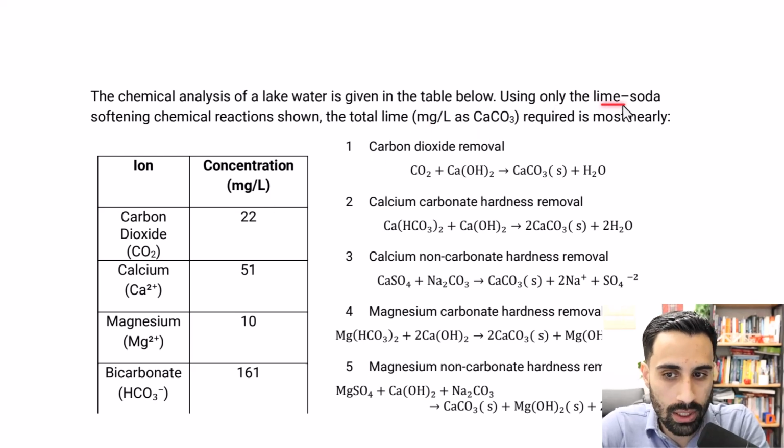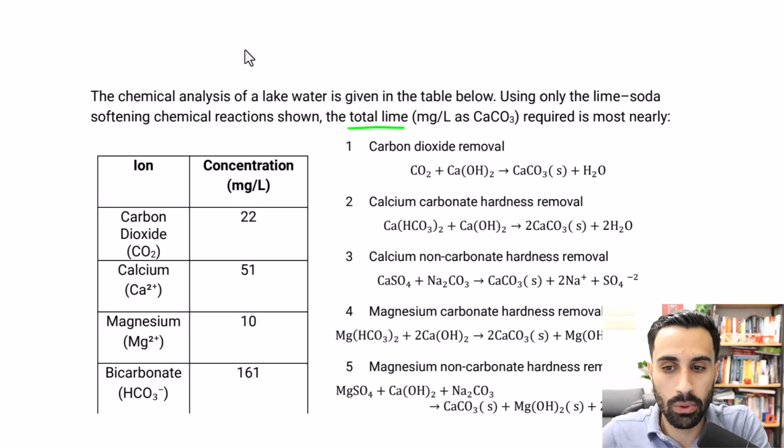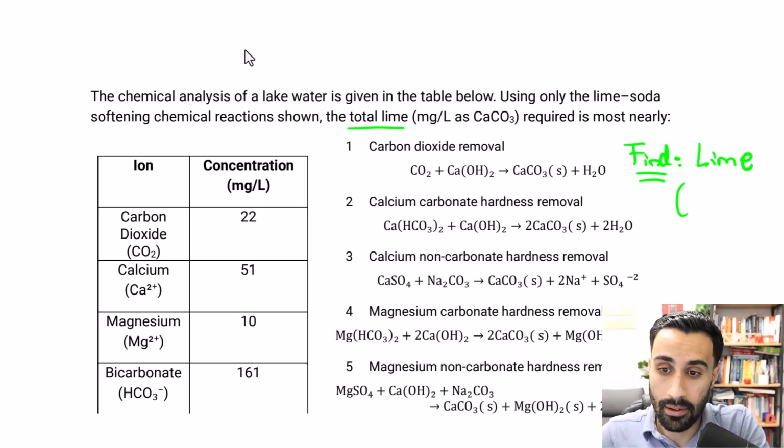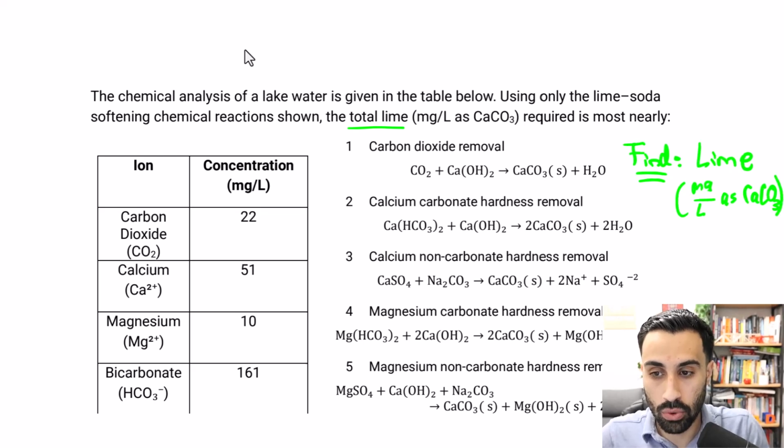Using only the lime soda softening chemical reaction shown, the total lime in milligram per liter as calcium carbonate required is most nearly what? How much lime do we need? So this is the total lime. That's what we want to find. So let's put that on the side as what we want to find. The units are important: milligram per liter as calcium carbonate for the final units.